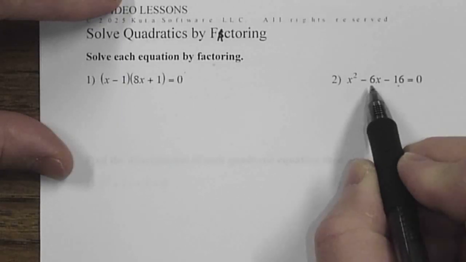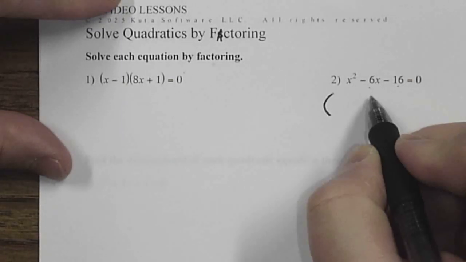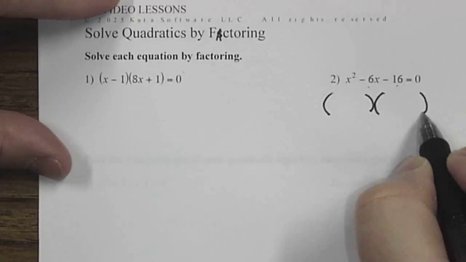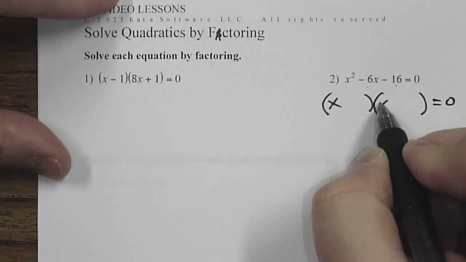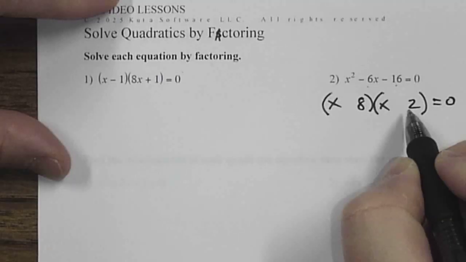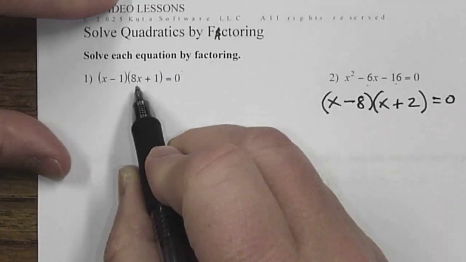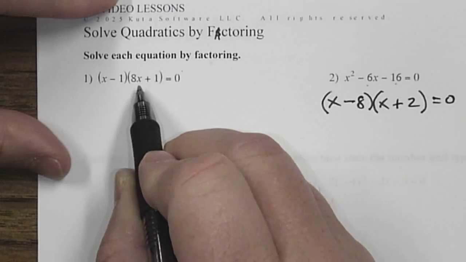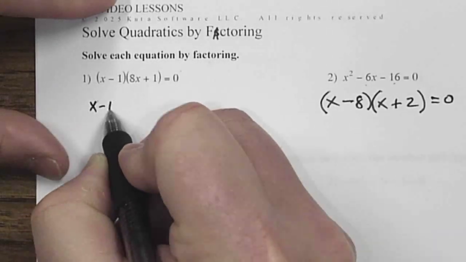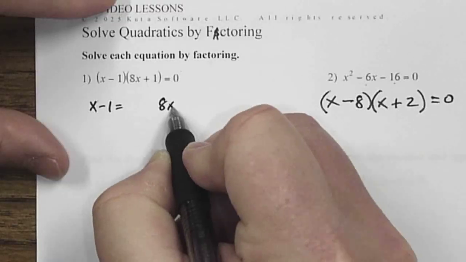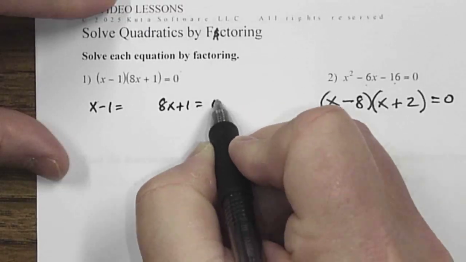What times what is 16, but gives me negative 6? 2 and 8, that's right. So we can go x and x. We can go 8 times 2 is 16, but I want a negative 6, so negative 8 plus 2. So our goal is to get it into this factored form. Once we get it into this factored form, each factor shall equal 0.